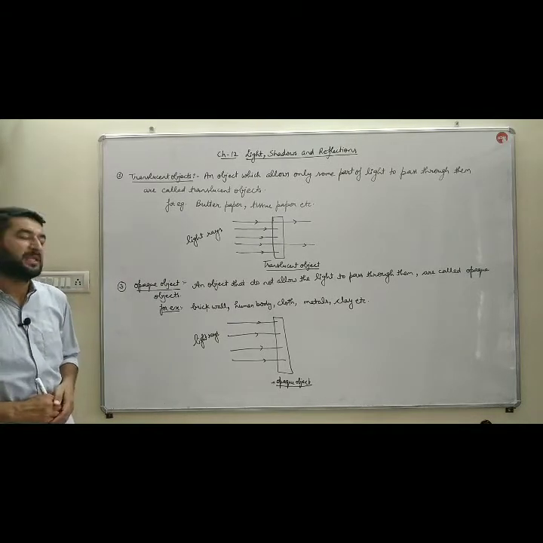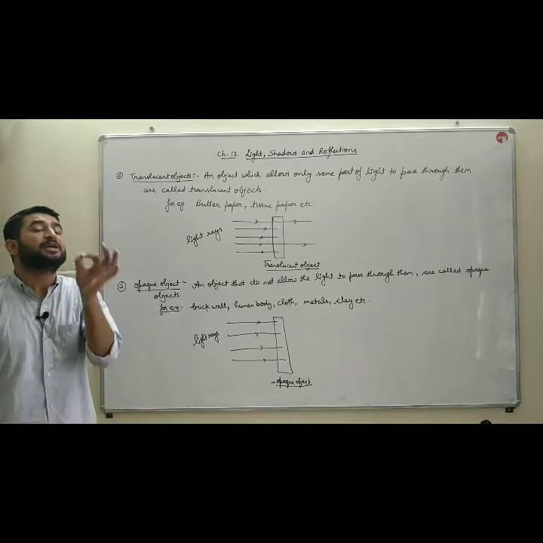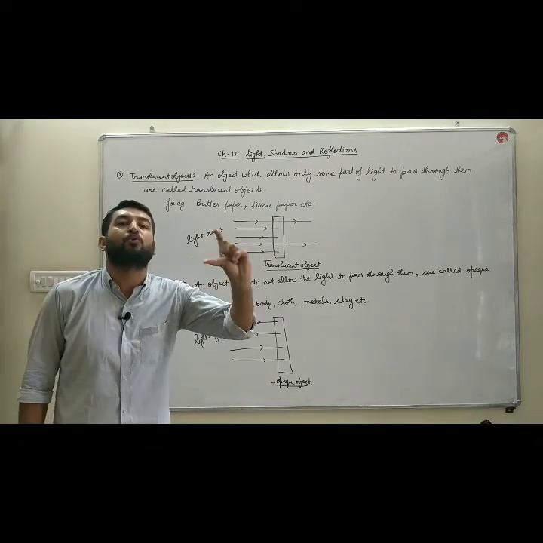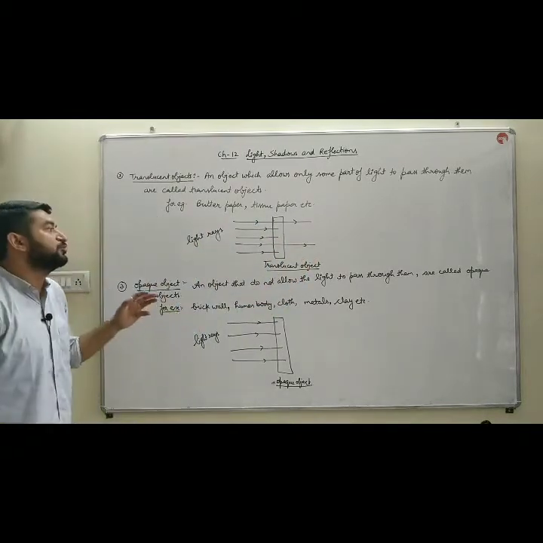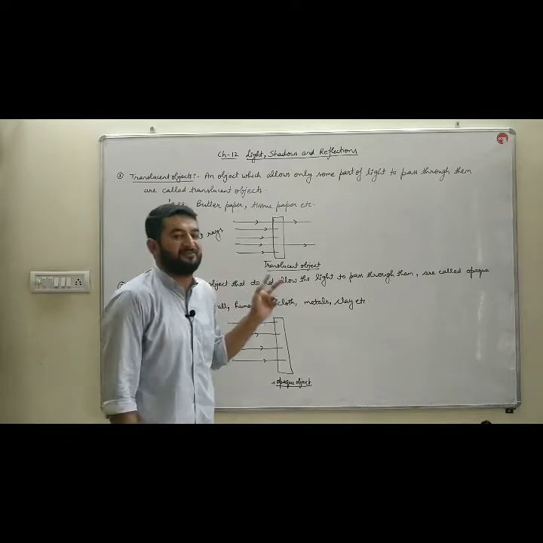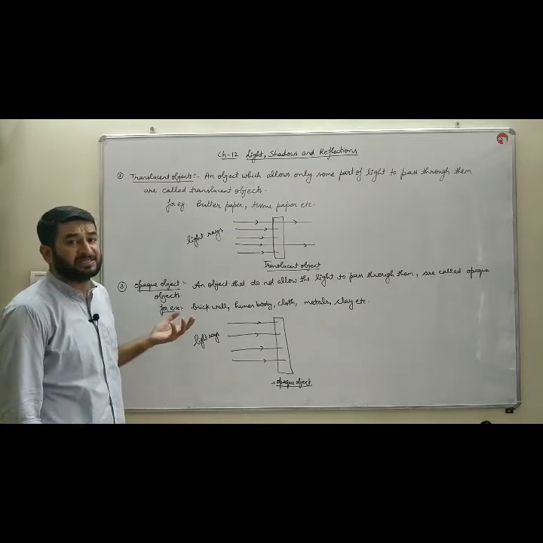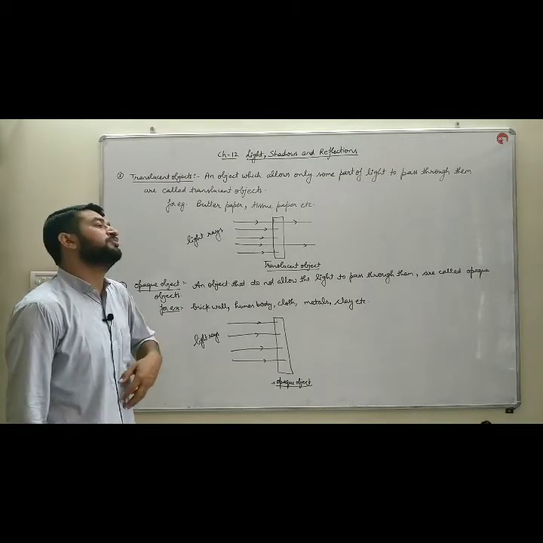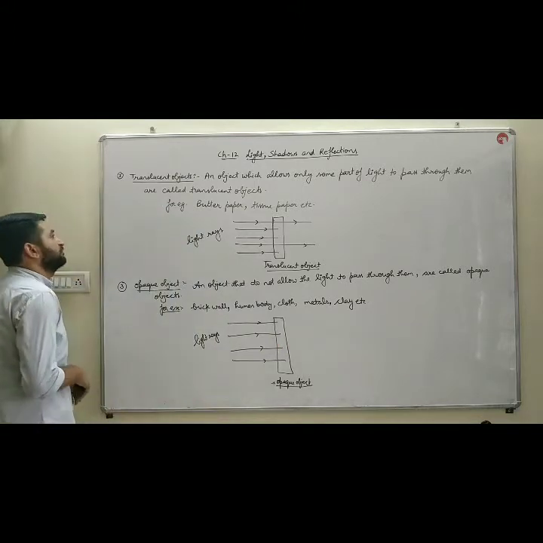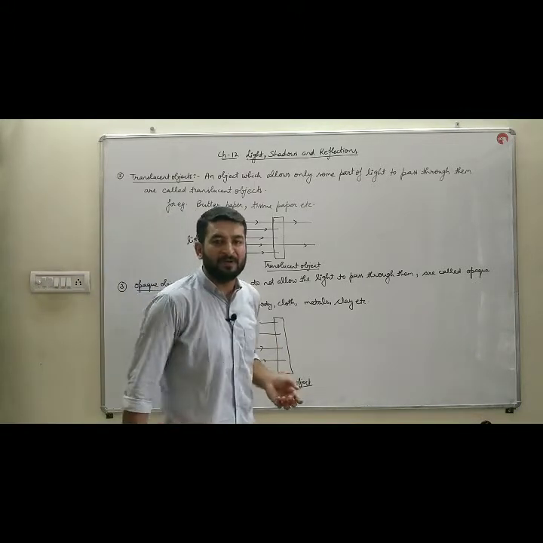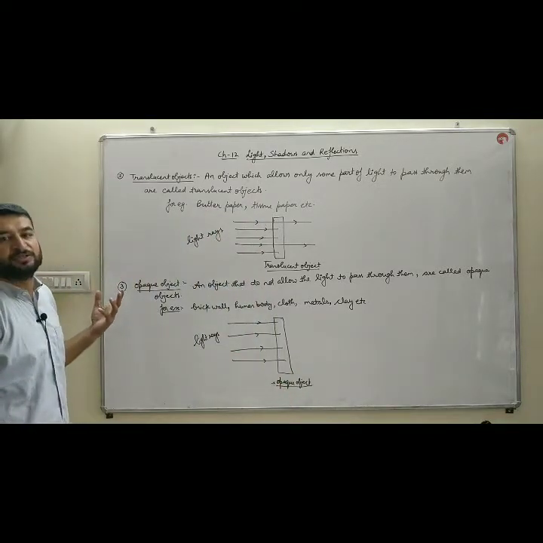Next we discuss translucent objects. The objects which do not allow the whole light to pass through them. They only allow some portion of the light to pass through them. A small portion of light is able to pass through the objects, and those objects are referred to as translucent objects. As the whole light is not passed through them, the objects are not clearly visible through them. Examples of translucent objects are butter paper, tissue paper, ground glass. All these are examples of translucent objects.